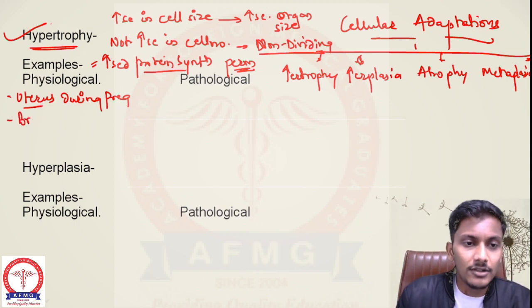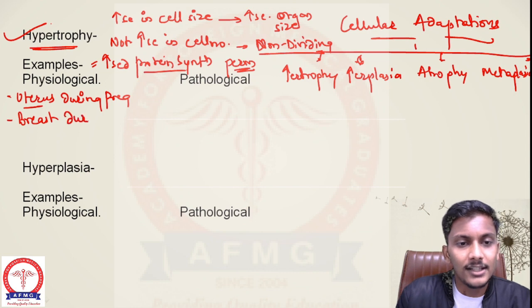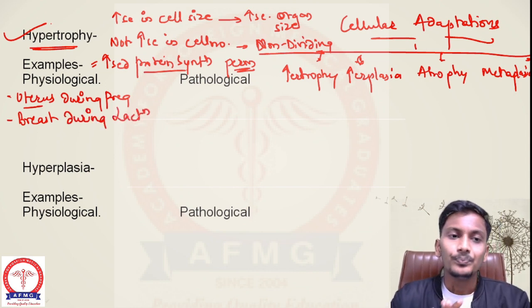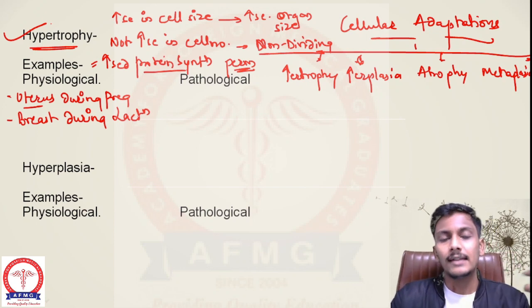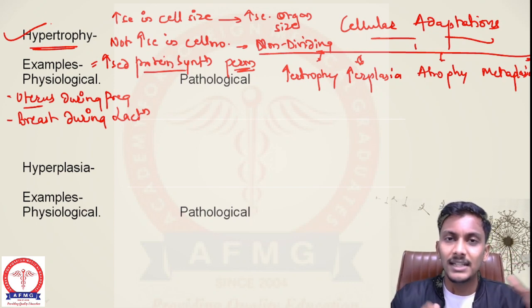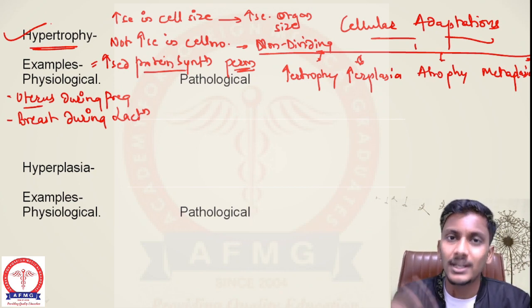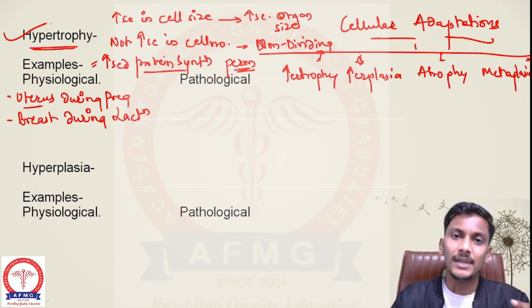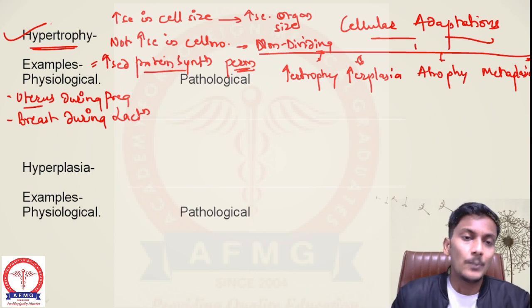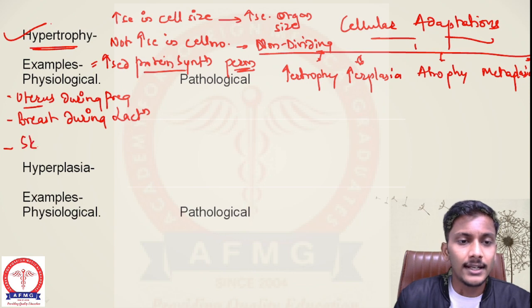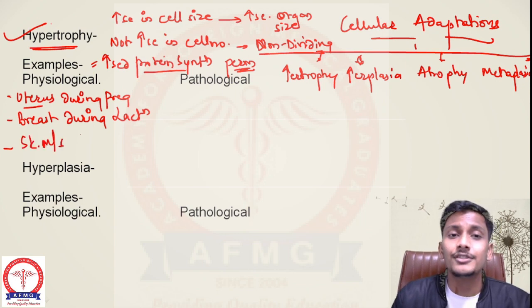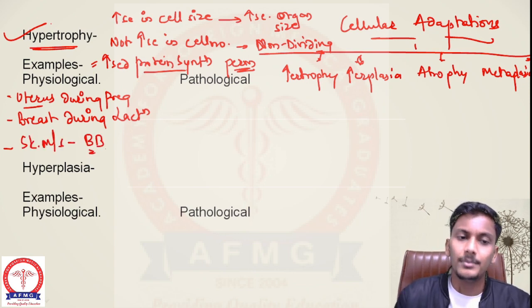The next example is the breast. Please remember, breast during lactation is an example of hypertrophy. As we all know, there are questions which also tell us about hyperplasia. Please remember, I'll be telling you about the difference. Breast shows 2 phenomena. It shows hypertrophy during lactation and it also shows hyperplasia during 2 other conditions that we'll discuss now. And the third example of physiological hypertrophy is skeletal muscle hypertrophy, which occurs due to strenuous exercise in bodybuilders. Please remember.